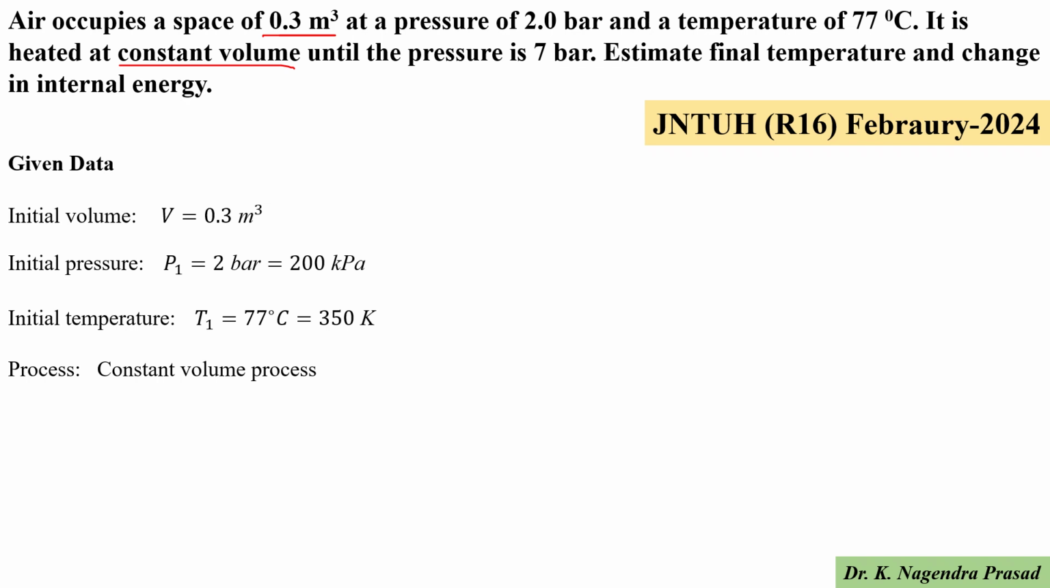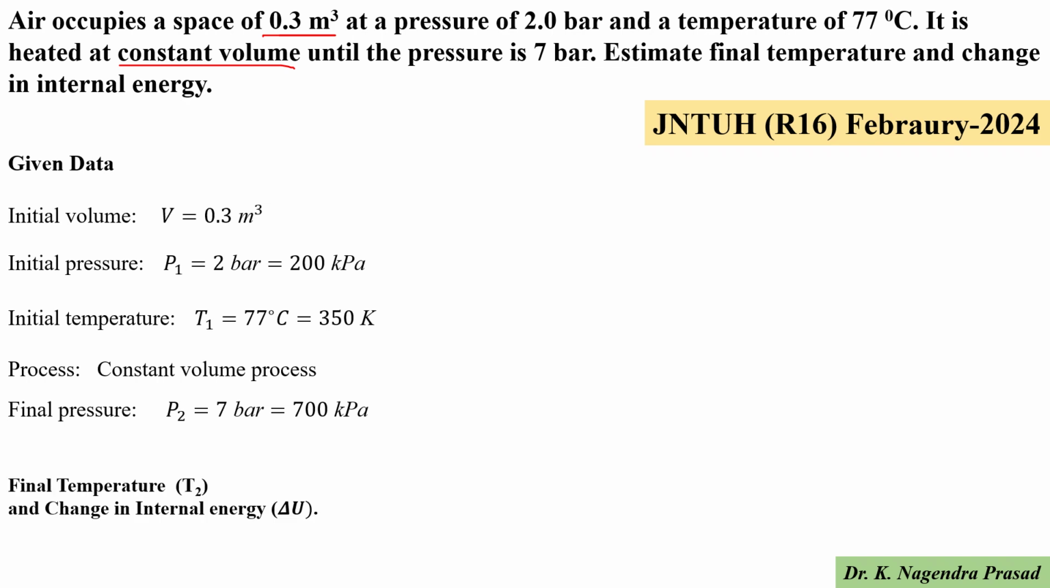And the process is given as the constant volume process. Final pressure is given, P2 equal to 7 bar, which is equal to 7 into 10 to the power 5 Newton per meter square. That can also be written as 700 kilopascal. Then we have to determine the final temperature. Let's consider it T2, and we have to determine the change in internal energy. Okay, so let's see the solution.